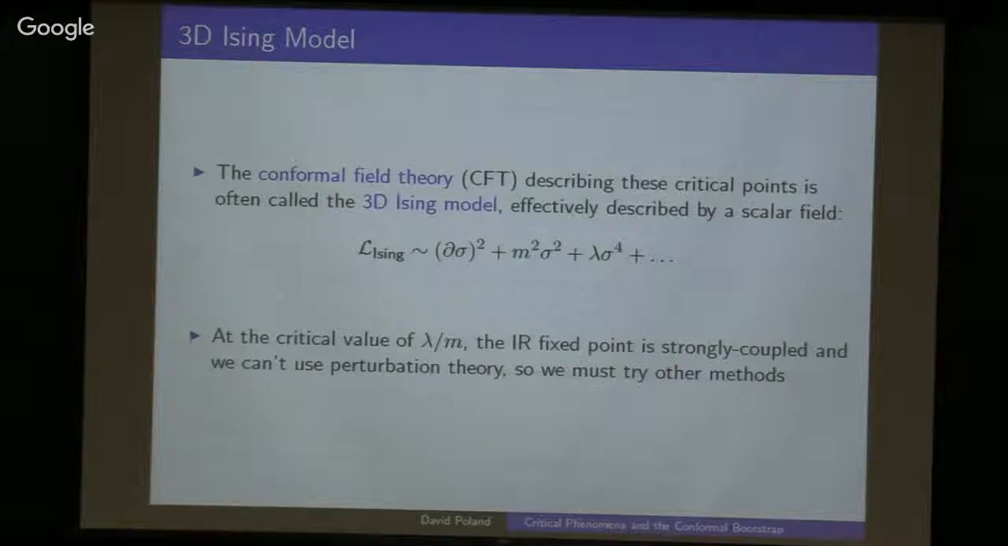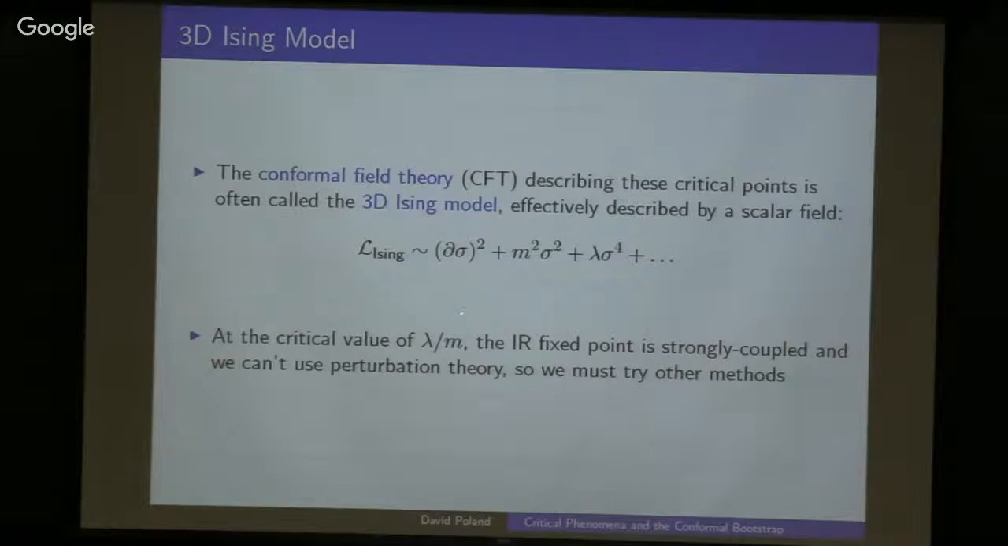Well, okay, so this is a scalar field theory with a quartic interaction, much like the Higgs field of the standard model. But here we're in 3 dimensions rather than 4 dimensions. And we know that if we start tuning a parameter, then we should be able to reach the critical point. And in particular, there's a critical value of lambda over m, such that the long-distance infrared behavior of this theory is conformal. And we believe that it describes the physics of the critical points in water and other fluids.